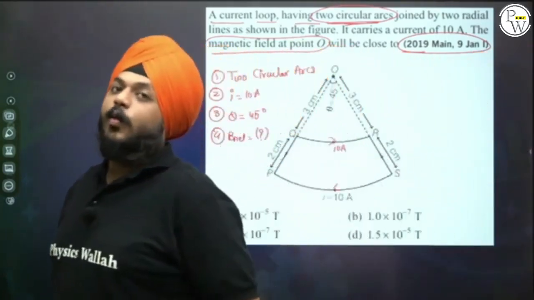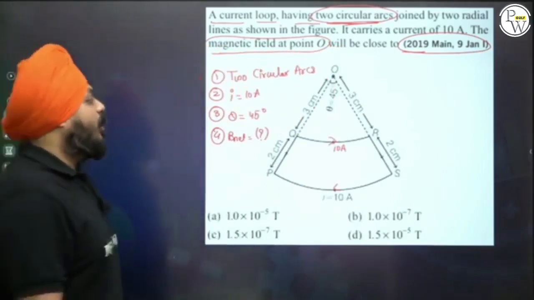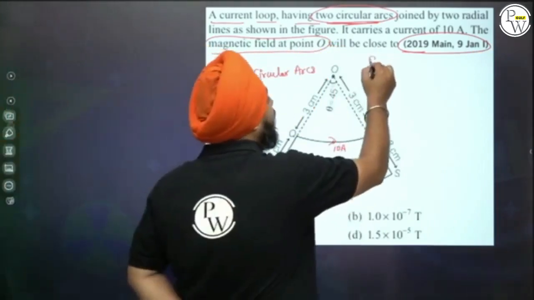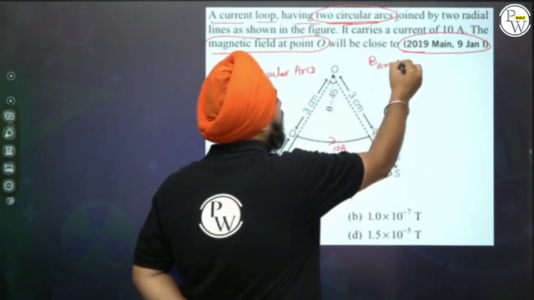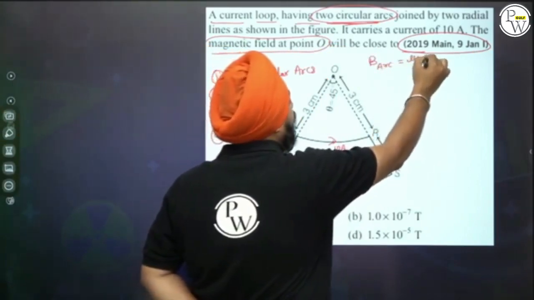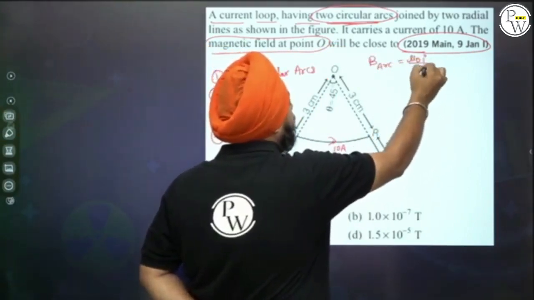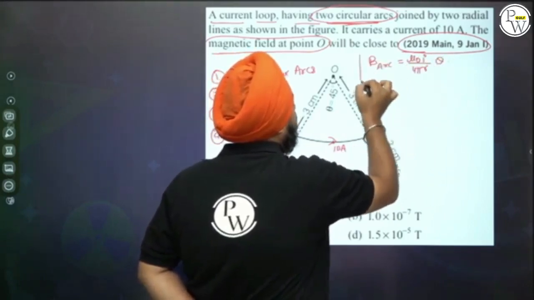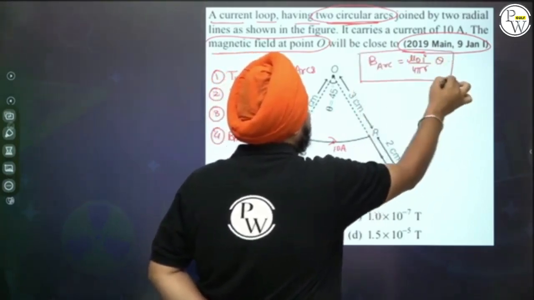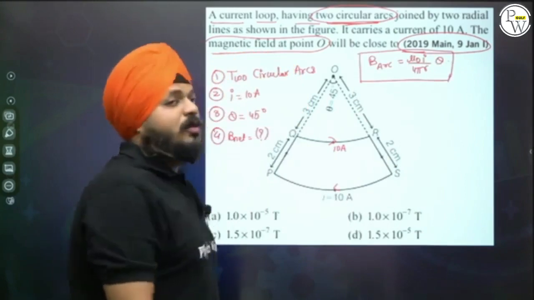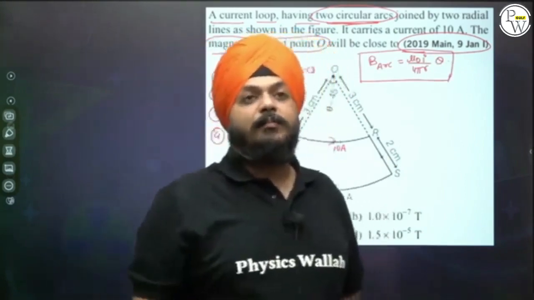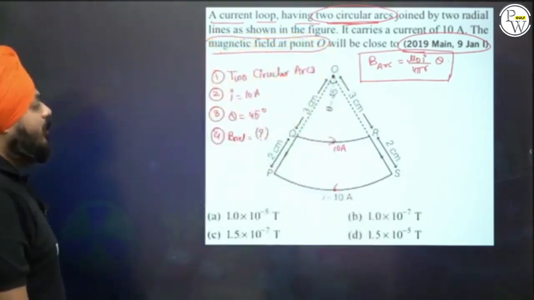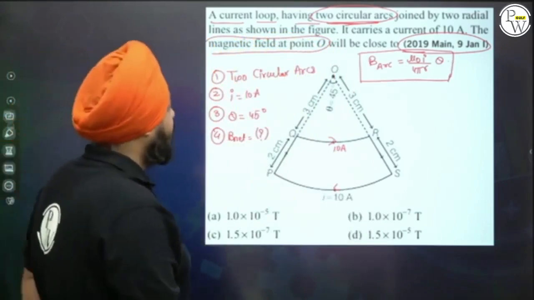What are we going to use in it? We are going to use the magnetic field equation because of the arc, mu 0 I whole divided by 4 pi r into theta. The direction will differ, but we are going to deal with the magnitude.